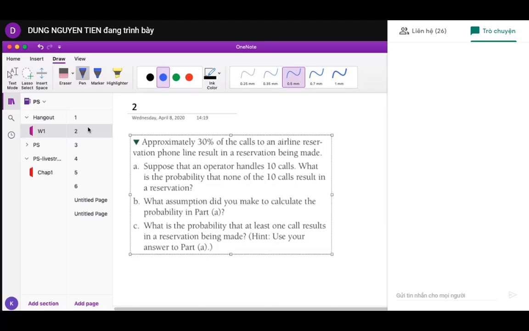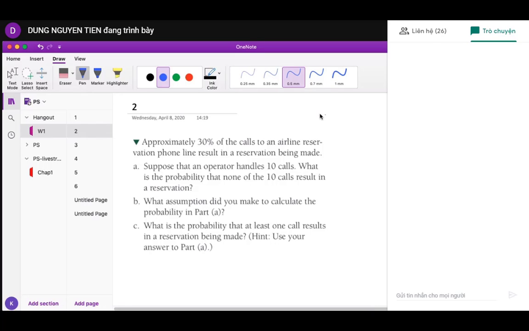Approximately 30% of the calls to an airline reservation phone line result in a reservation being made. Suppose that an operator handles 10 calls. What is the probability that none of the 10 calls result in a reservation? And what assumption did you make to calculate the probability in the first question? What do you think?